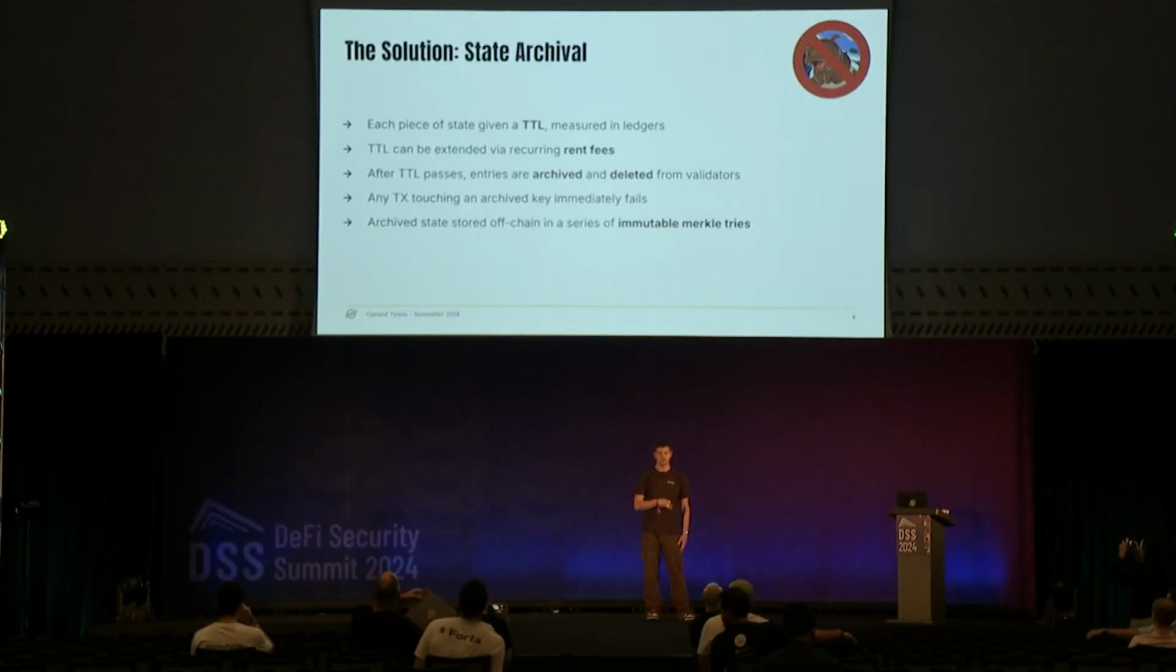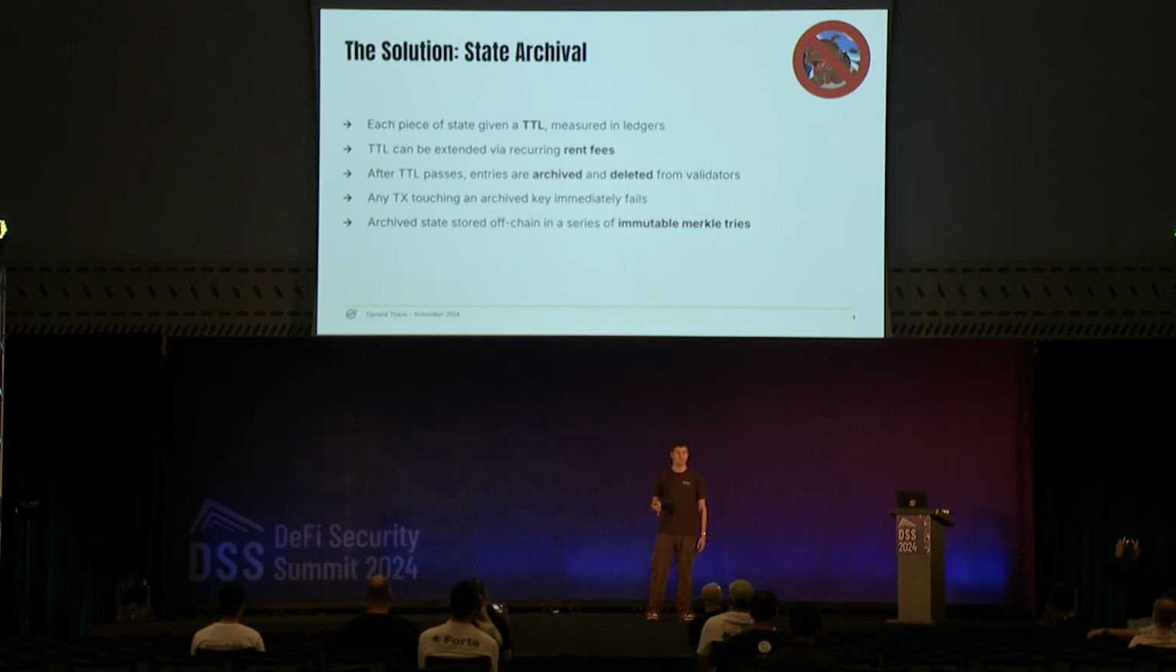But don't worry, even if an entry has been archived and deleted, it can always be restored back to the ledger and used again. To do this, we store all archived state off-chain in a series of immutable Merkle tries. Then, if you want to reuse that state again and restore it, you can do so by providing a Merkle-style proof of existence to validators.